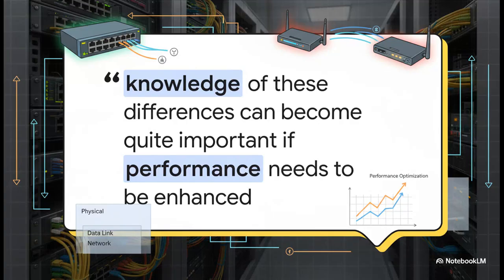I really want to highlight this quote from our source material. Having knowledge of these differences can become quite important if performance needs to be enhanced for proficient communication of data. For the junior engineers and sysadmins watching this, mastering these layer boundaries isn't just trivia for some certification exam. It is directly tied to optimizing your network's performance. Knowing exactly when to deploy a switch versus when you absolutely need a router is the difference between a sluggish, collision-heavy network and a highly proficient, scalable infrastructure.